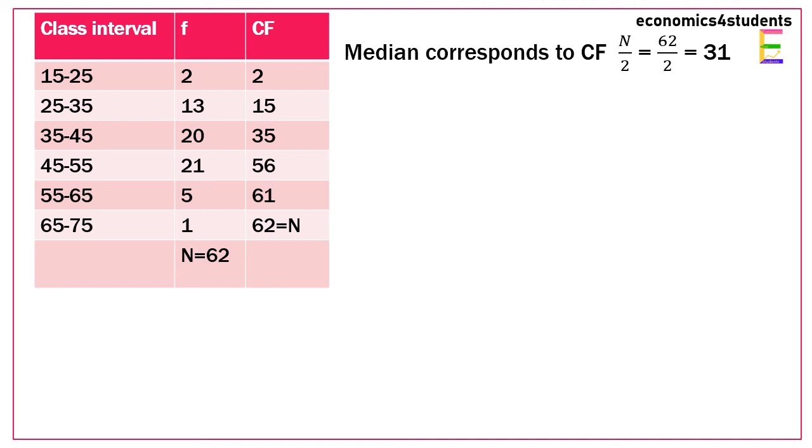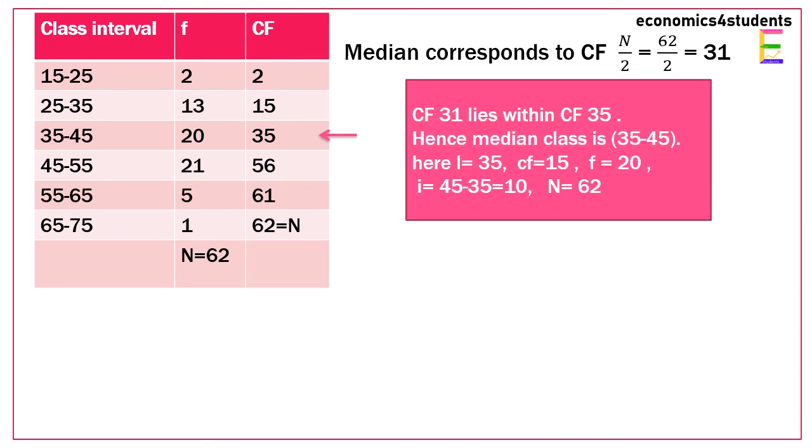Now cumulative frequency 31 lies within cumulative frequency 35. Hence median class is 35 to 45. So therefore here L is equal to 35. CF, that is cumulative frequency prior to the median class, is equal to 15. F, that is frequency of the median class, is equal to 20. I, width of the median class, is 45 minus 35 is equal to 10, and capital N is equal to 62.